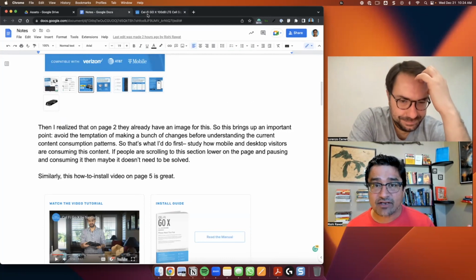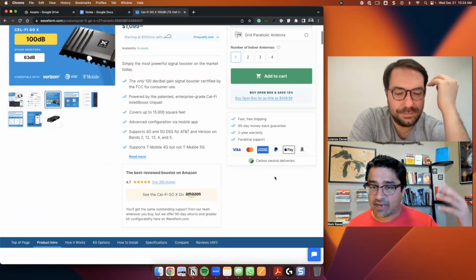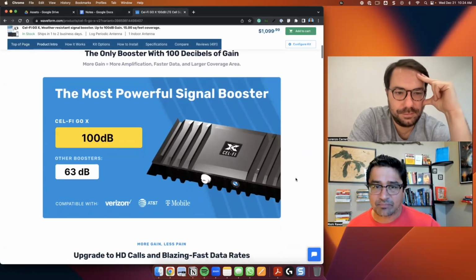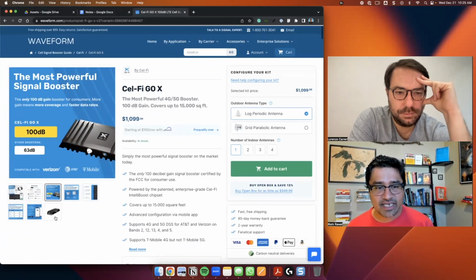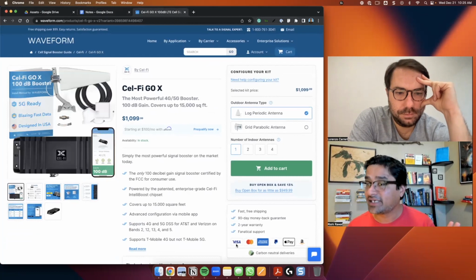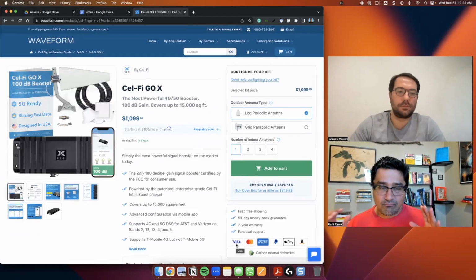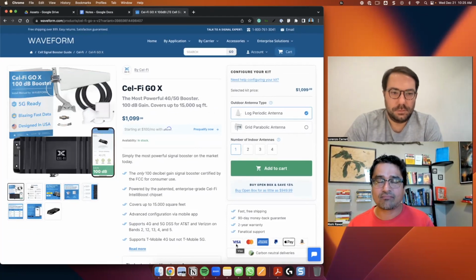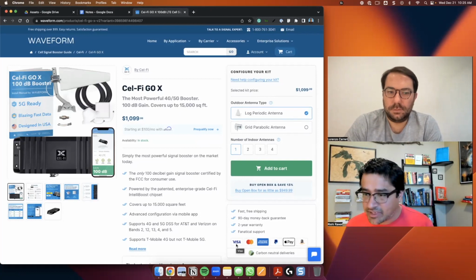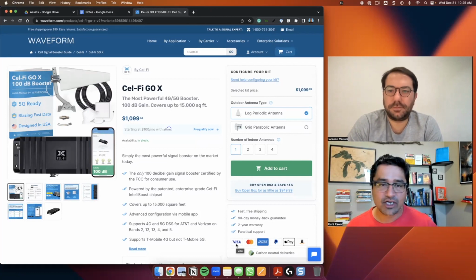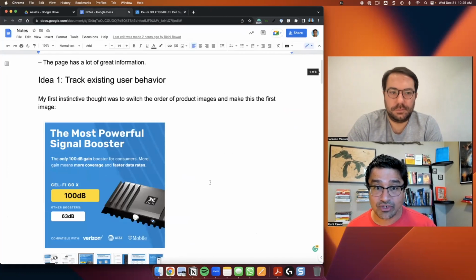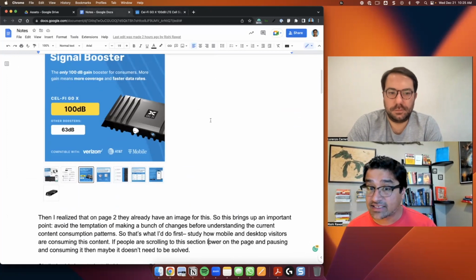So for example, I would go to management and see what kind of tracking is available. If we found that a lot of users were scrolling to the section, slowing down here and absorbing this content, then taking this image and making it the first image isn't needed, because the problem's already solved. So the basic point is that I cannot make any recommendations or have any opinions until I actually understand the consumption pattern. So that was my first idea: don't jump for ideas, and track existing user behavior.